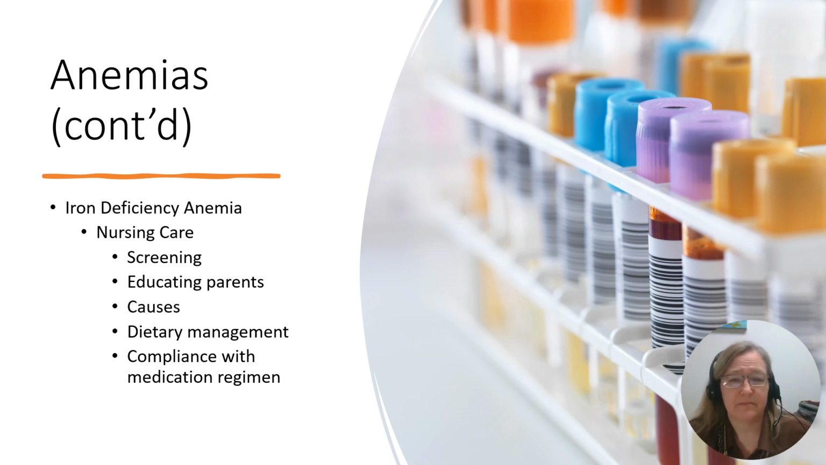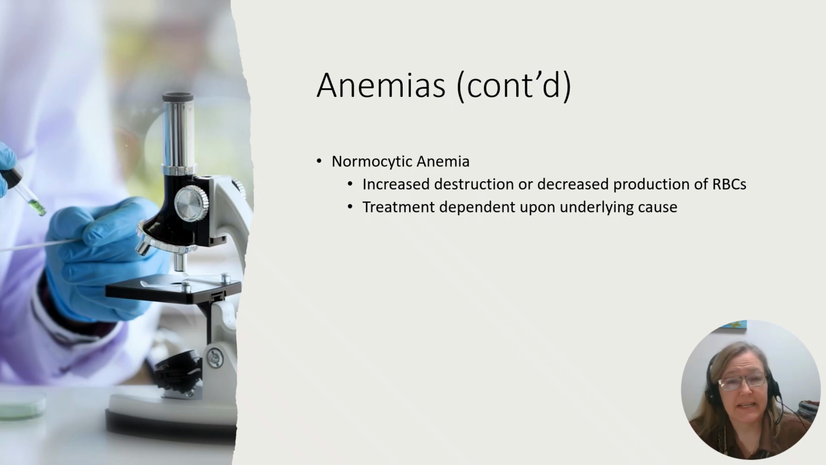Now there's normocytic anemias. This means that there's an increased destruction of red blood cells or a decrease in production of red blood cells. The treatment depends on the cause. For example, things that increase destruction or decrease production of red blood cells could be an underlying disease process, like maybe leukemia. So what we want to do is have some testing done to determine what that underlying cause is, and then once we identify that, we can go from there.